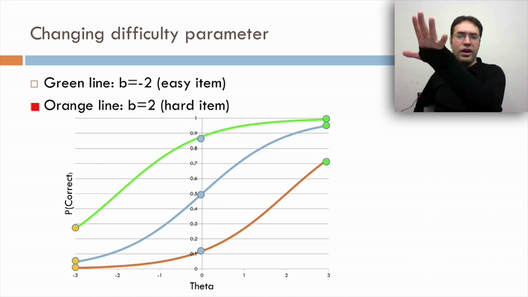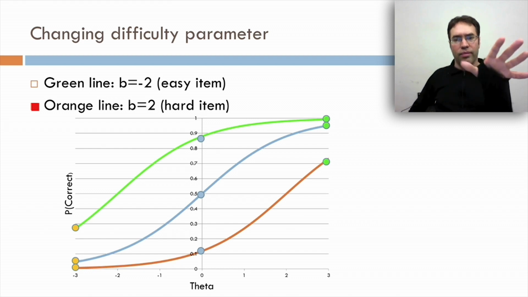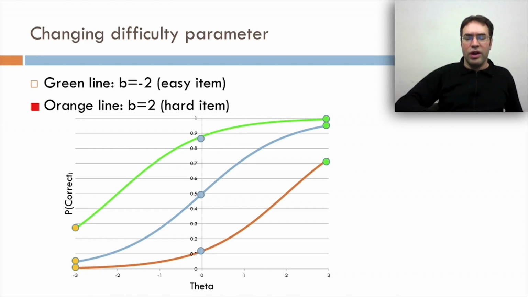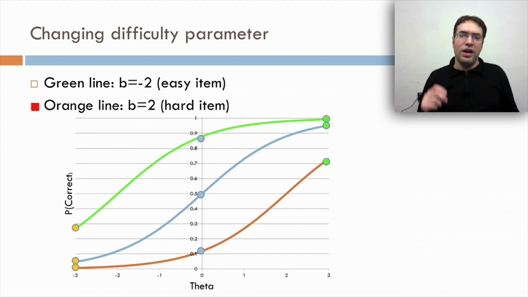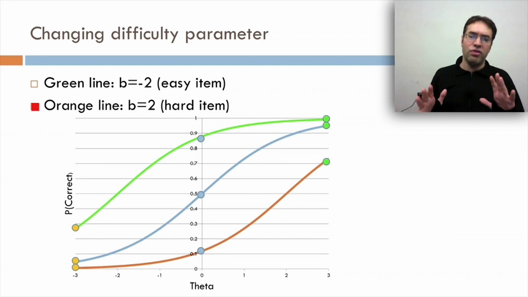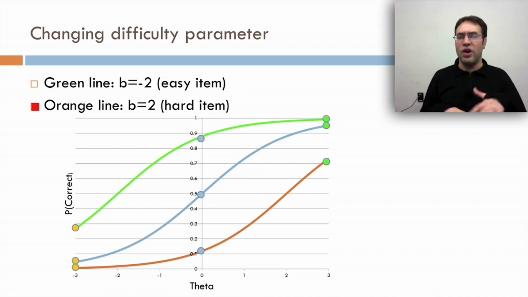The orange line is B equals 2. That's a hard item. So in other words, now even the really good student, who's kind of theta of 3, has only a 70% chance of getting it right. The student with a theta of 0, the average student, is barely above 10% chance of getting it right. And the student whose theta is negative 3, just no hope.